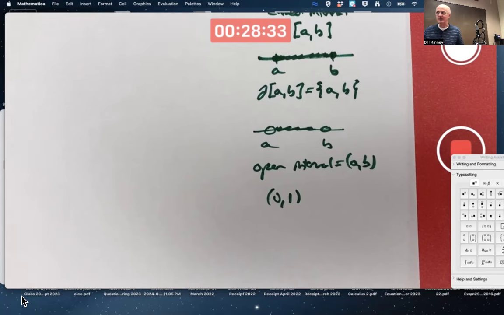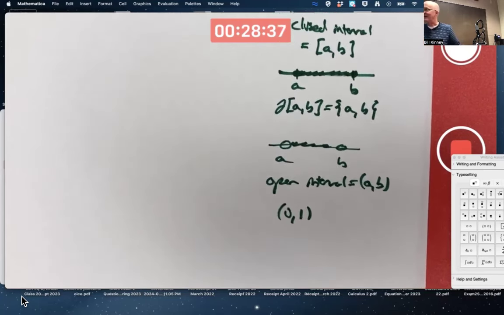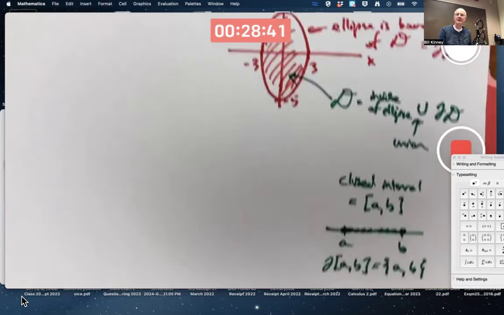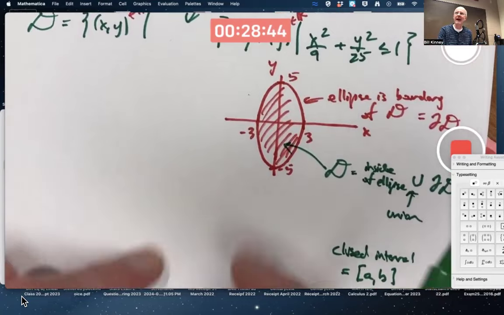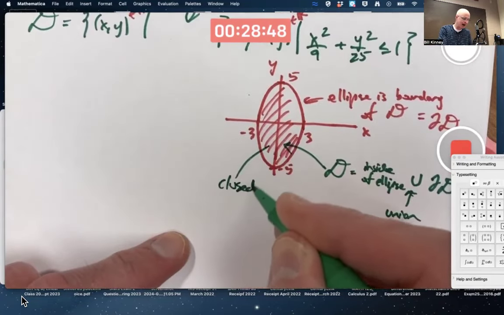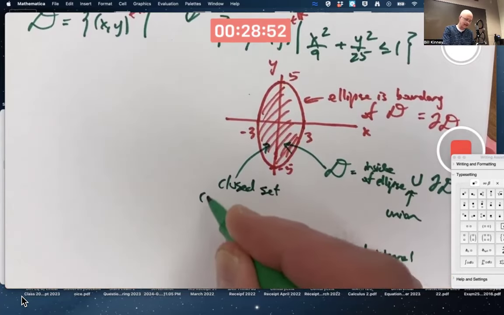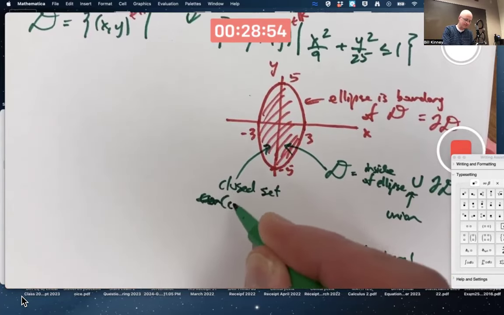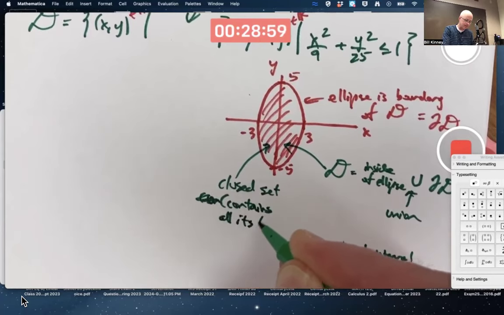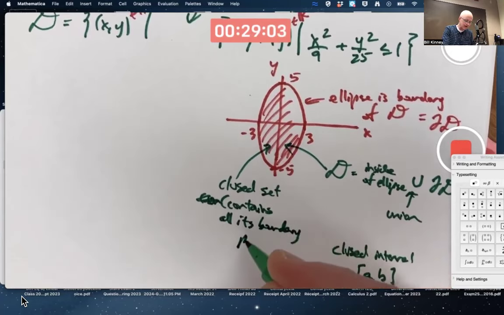Okay, this is real math, not hyper-real math at the moment. Real numbers, not hyper-real numbers. Coming back here, this set D, this domain, is a closed set. It contains its boundary. A closed set contains all its boundary points, points along the edge.